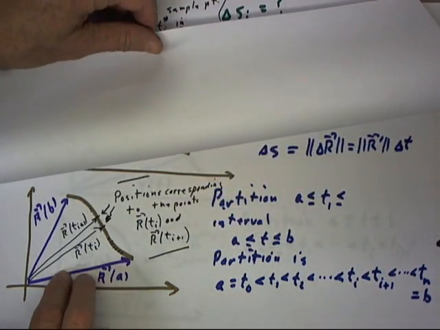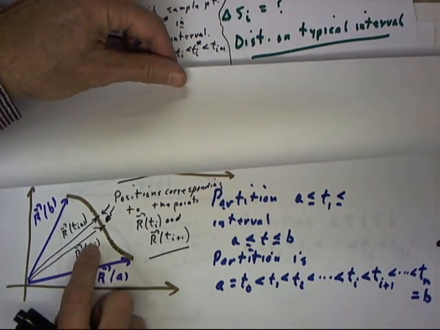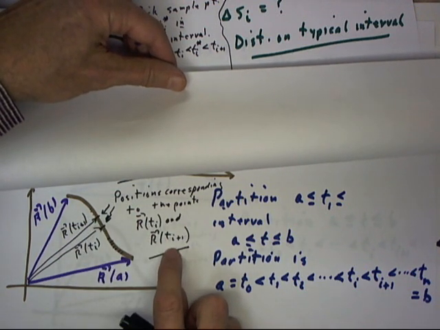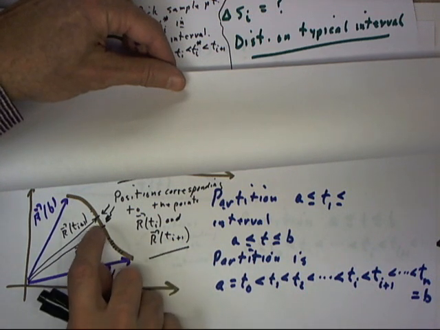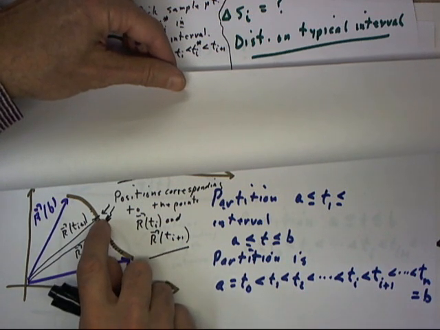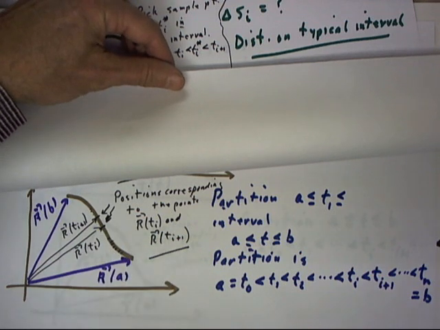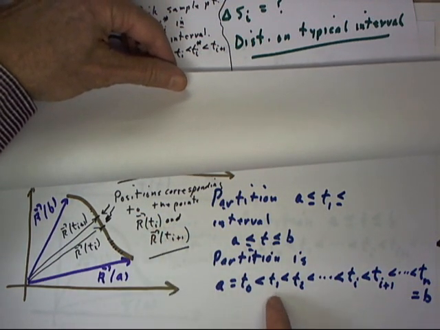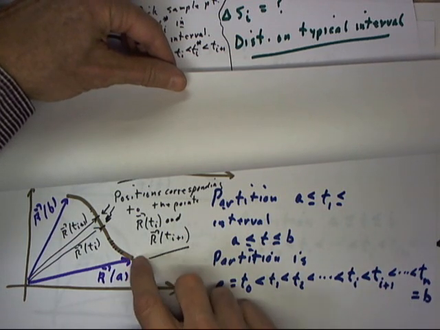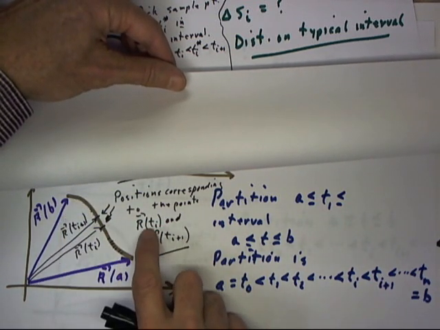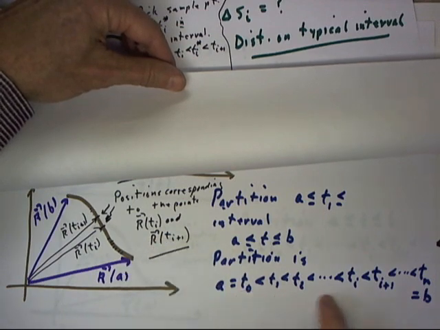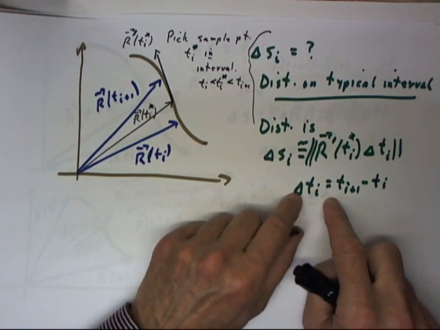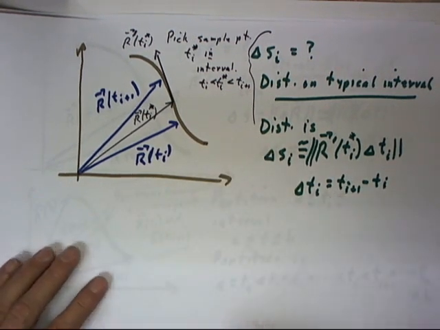Now, looking back at what we have here, our positions correspond to the points r of t sub i and r of t sub i plus 1. We now have an expression for the approximate distance traveled on this interval. This interval is arbitrary. We don't know what i is. It could be 1, 2, 10 million. It could be anything, any time interval in this partition. For any time interval within this partition, this is the approximate distance.